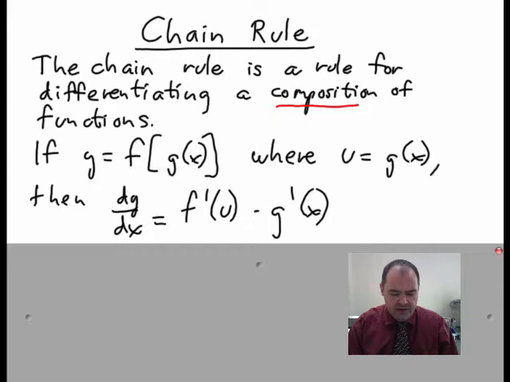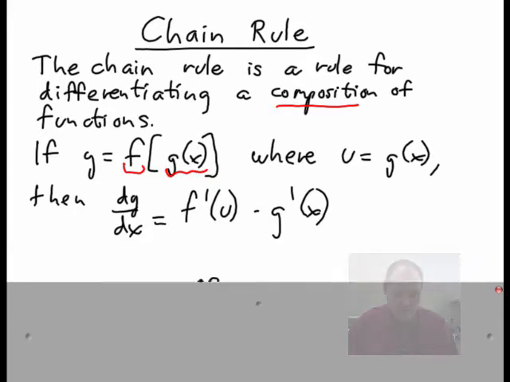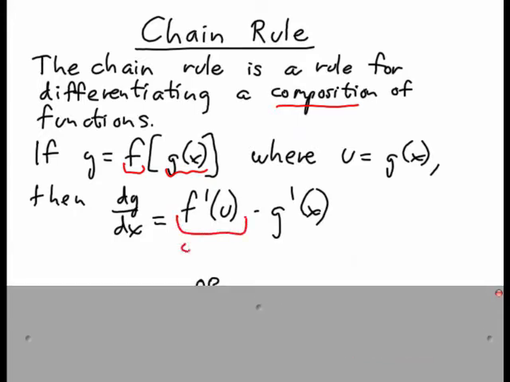So I've got a composed function here, y equals f of g of x. g of x is inside of f. And the chain rule says that the derivative of that is the derivative of the outside function multiplied by the derivative of the inside function. So f prime of u, where I'm calling g of x u, multiplied by the derivative of g.